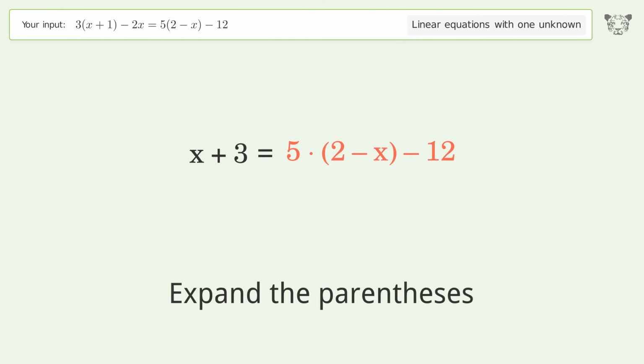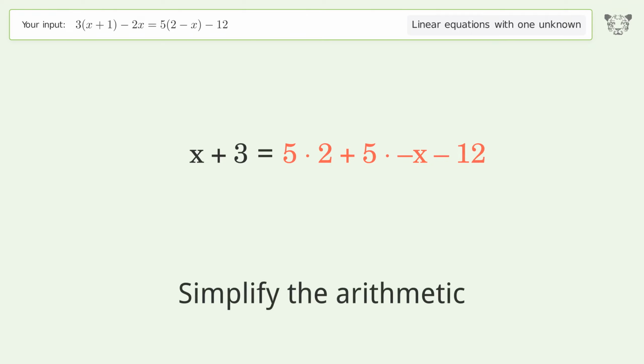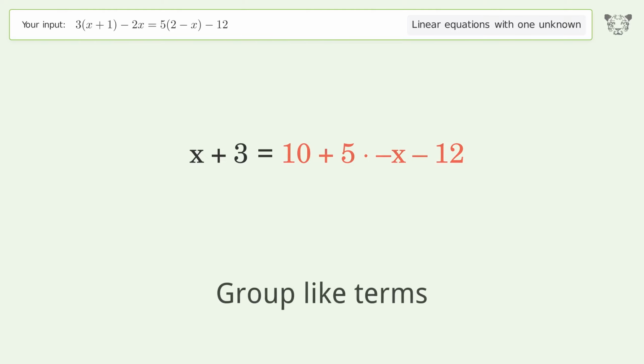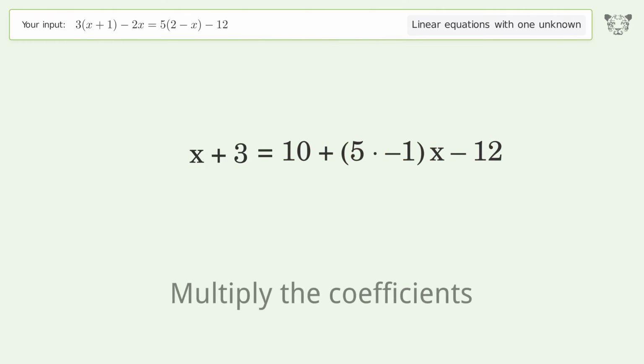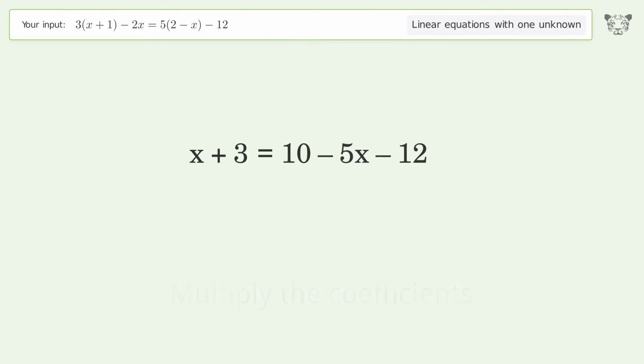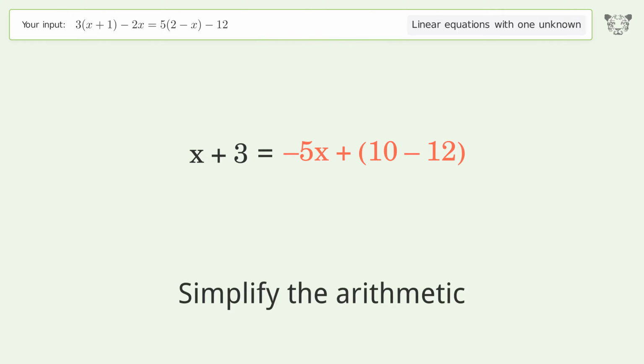Expand the parentheses. Simplify the arithmetic. Group like terms. Multiply the coefficients. Group like terms. Simplify the arithmetic.